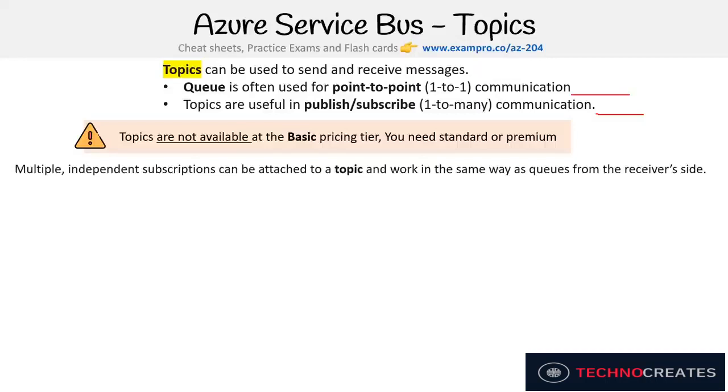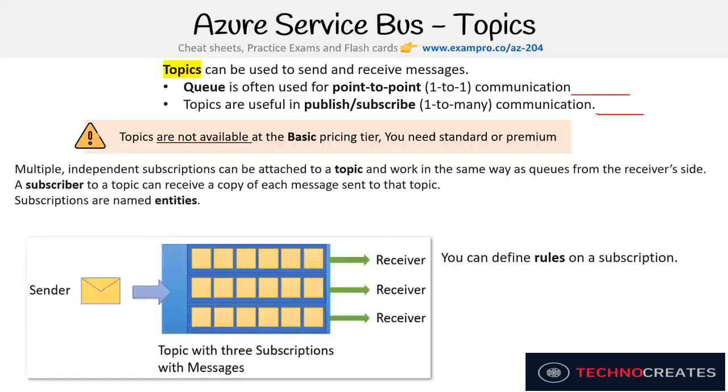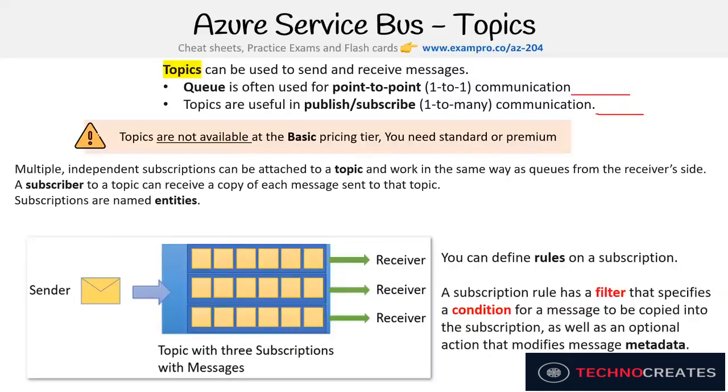So multiple independent subscriptions can be attached to a topic and work in the same way as queues from the receiver's side. A subscriber to a topic can receive a copy of each message sent to that topic. Subscriptions are named entities. And so here's an example of sender and receiver. You can define rules on a subscription. A subscription rule has a filter that specifies a condition for a message to be copied into the subscription, as well as an optional action that modifies message metadata.